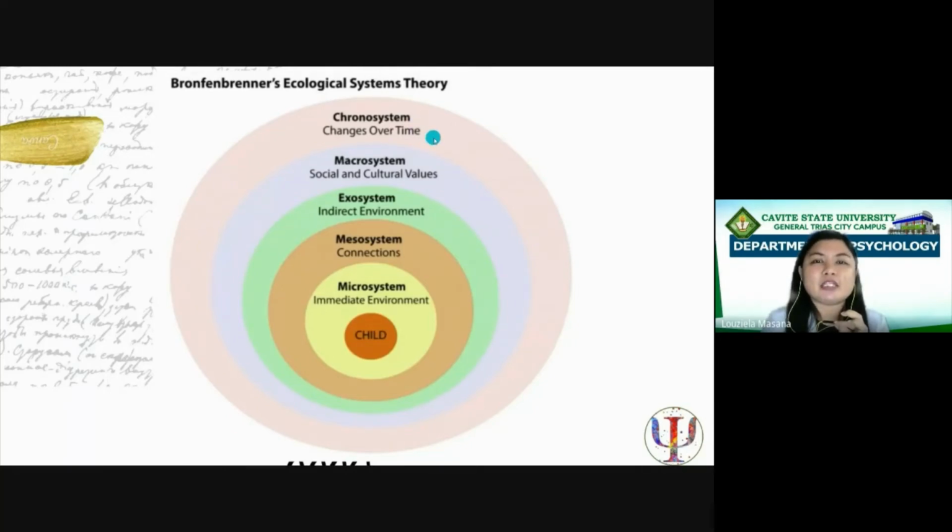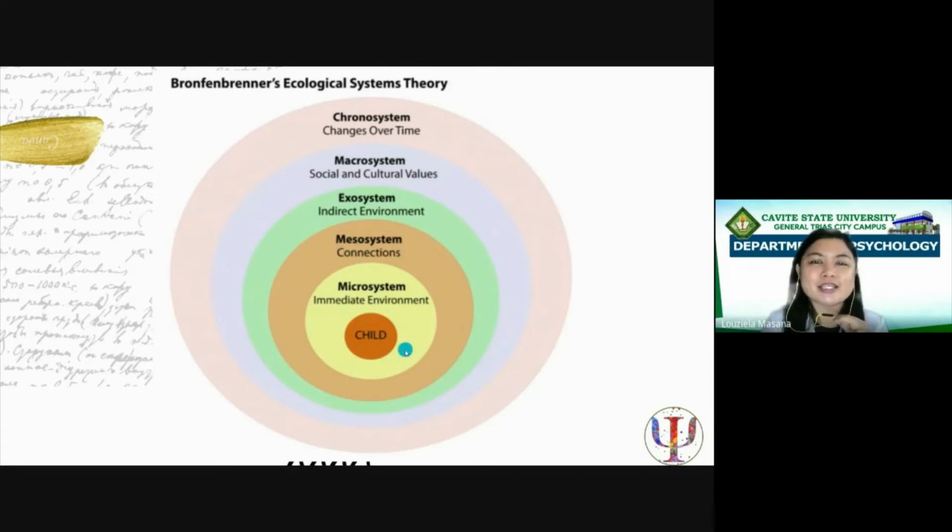And then, meron din tayong chronosystem. Yung experience mo changes over time. Yung mga challenges that you experience, yun yung bumuo sa iyong pagkatao. I will not dwell more on this. Mapapag-aralan ninyo ito sa mga susunod ninyong subjects. Pero ito yung context niya.